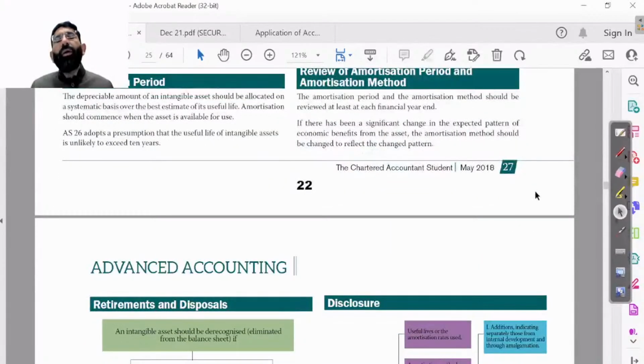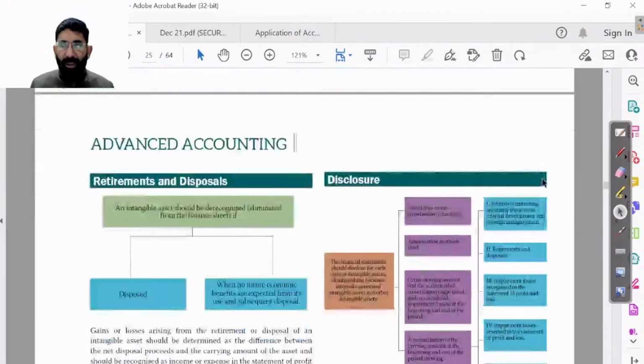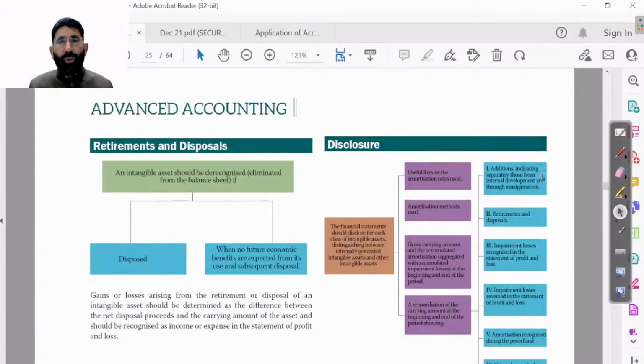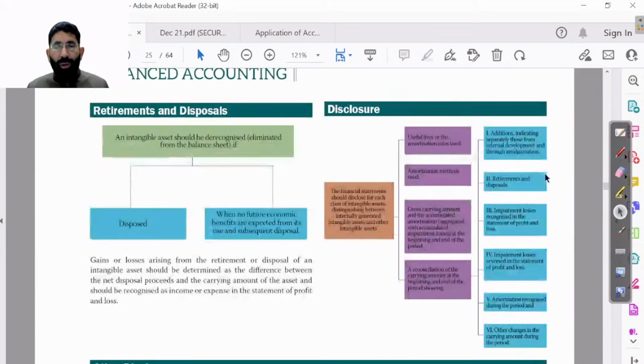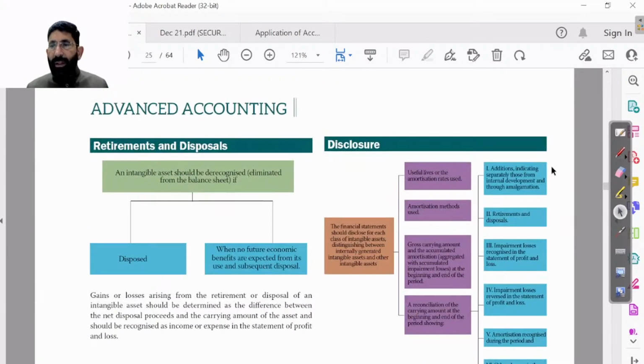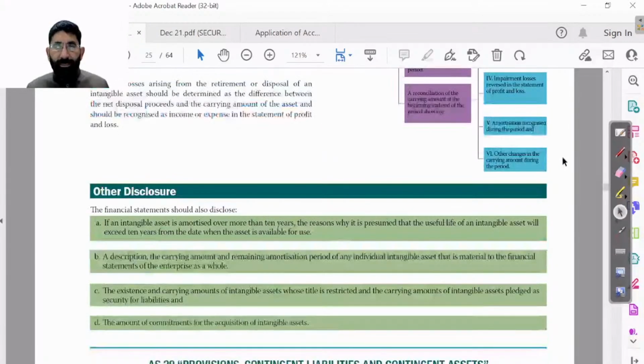We also have to revalue, like in AS10, what we are doing: we are rechecking the life of our asset at the end of every year, and if it has been reduced, we may review the depreciation accordingly. So that is to be done at the end of every year. When it is retired or disposed of, it will not be shown in the books of accounts after that, obviously. We know it very well. Any gain or loss should be entered in the profit or loss account, whatever it is, and disclosure is there. That's it.